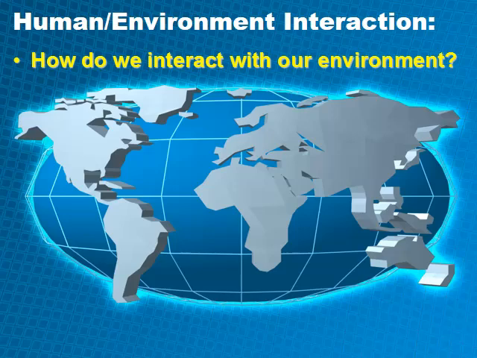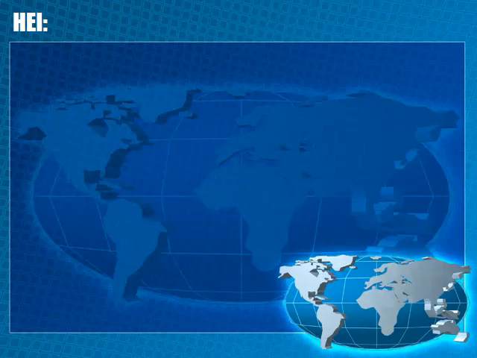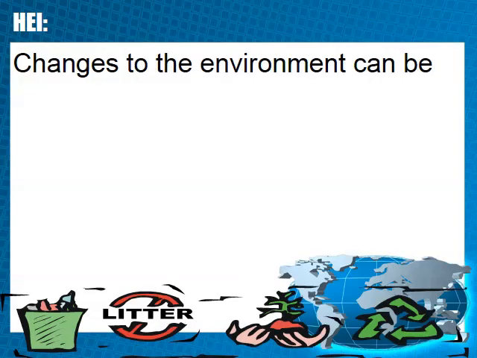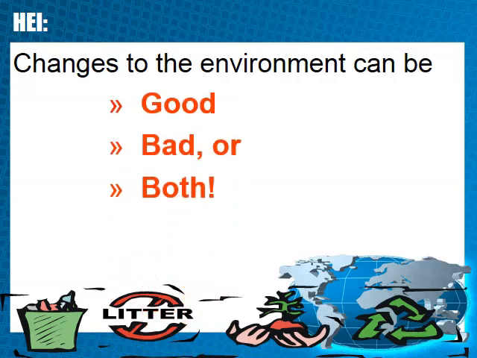The last theme of geography is called human-environment interaction, and this seeks to answer the question, how do we interact with our environment? Sometimes we refer to this theme as HEI, so we kind of give it a little acronym. Human environment interaction explains how people use and change the environment. Changes to the environment can be both good, bad, or both. And so I want you to think about how we use the environment to provide us with all the things that we need, but we also abuse the environment by polluting and littering and that kind of thing.